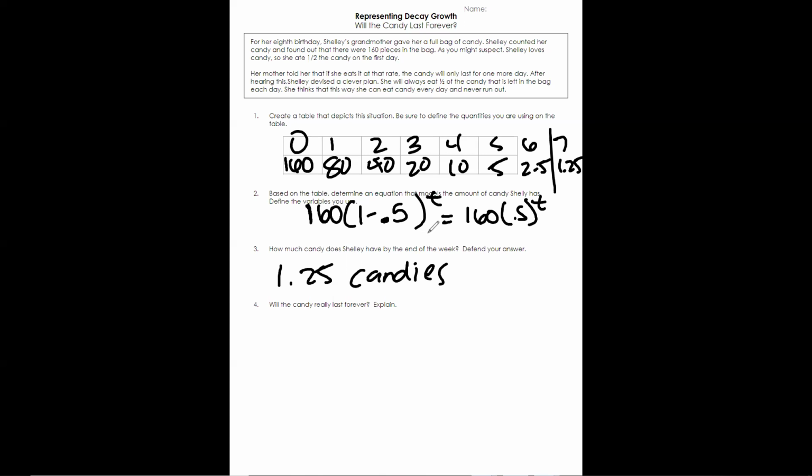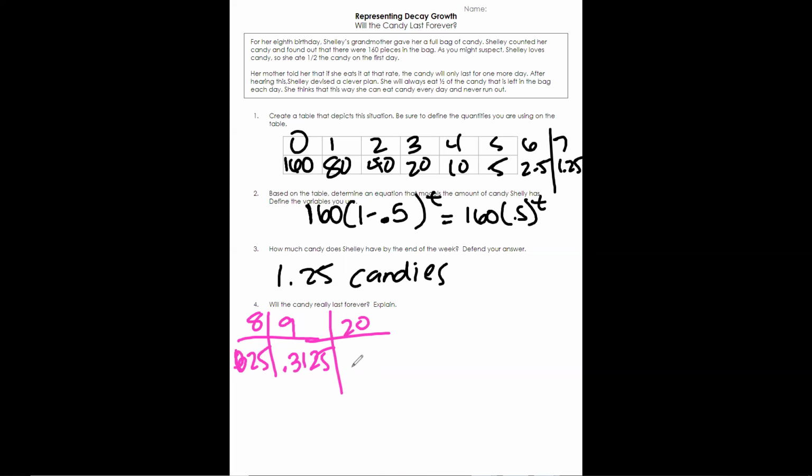Now, will the candy really last forever? But wait, on day 8, how many pieces of candy does she have? On day 8? Point what? 0.625? Okay, on day 9, how much are you going to have? On day 20, how much candy is she going to have? How do we figure that out?